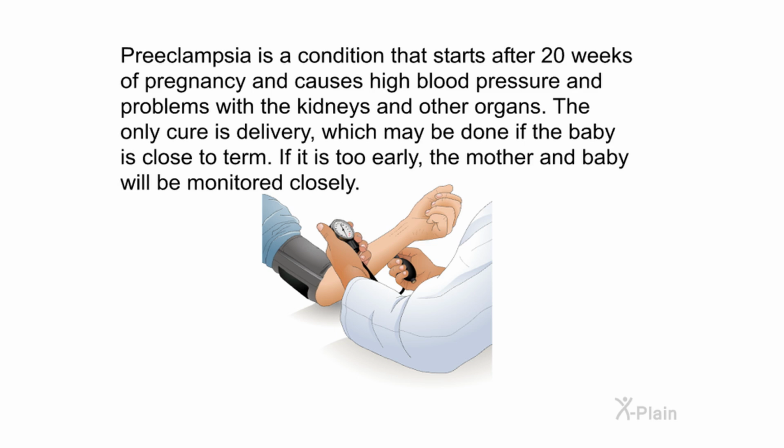Preeclampsia is a condition that starts after 20 weeks of pregnancy and causes high blood pressure and problems with the kidneys and other organs. The only cure is delivery, which may be done if the baby is close to term. If it is too early, the mother and baby will be monitored closely.